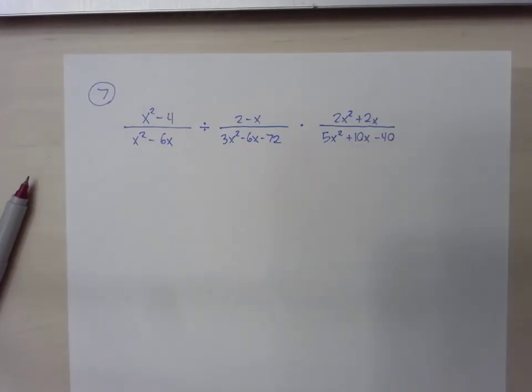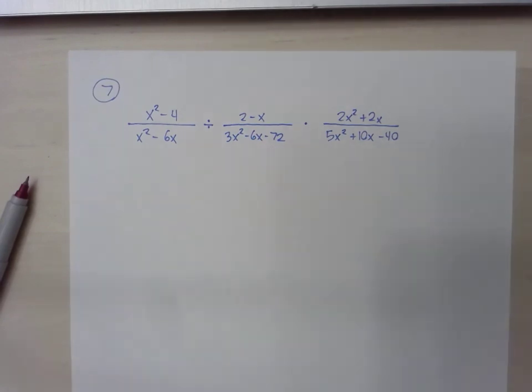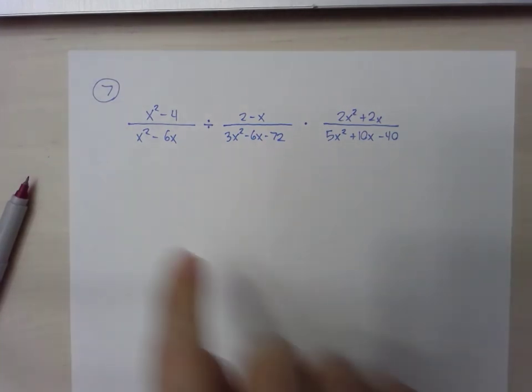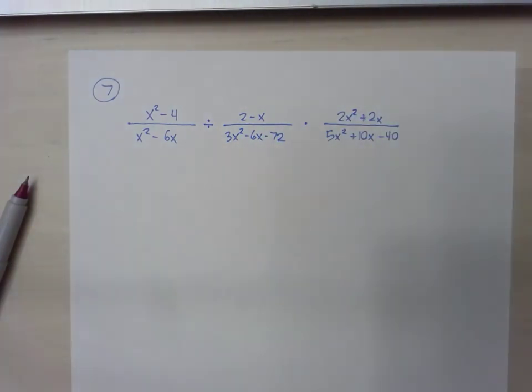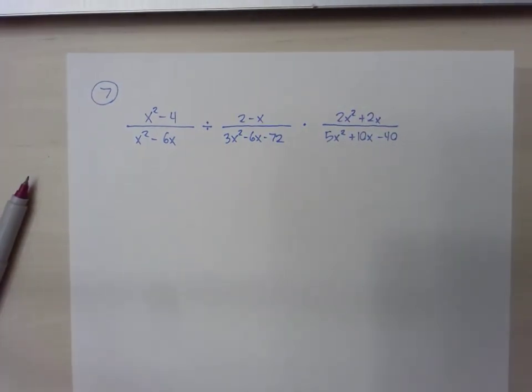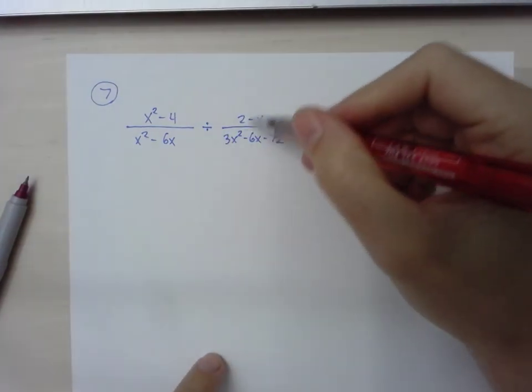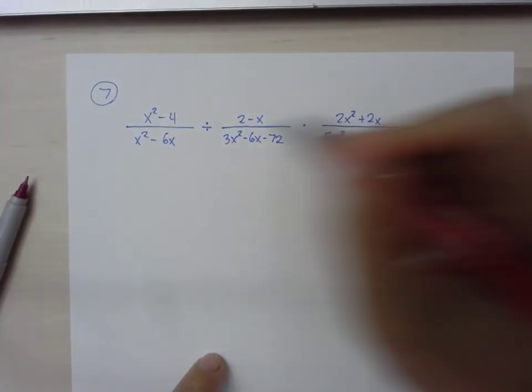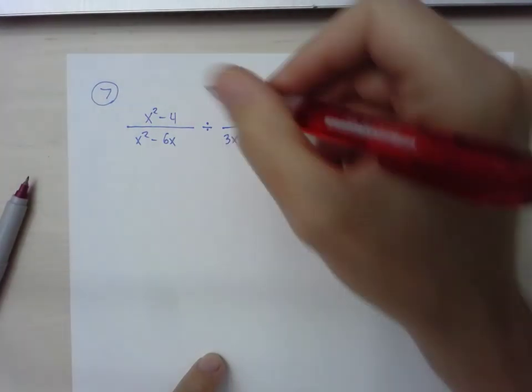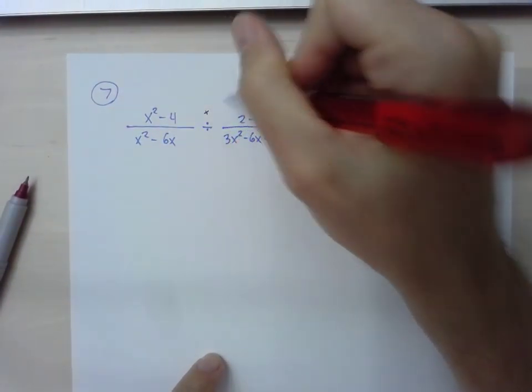All right, last example for the notes, number 7. It's got 3 parts to it. You're dividing and then multiplying. So this is division, this is the only one we're going to flip. This one's going to stay put, so is the first one. So I'm going to change that to times, and I'm going to flip this.